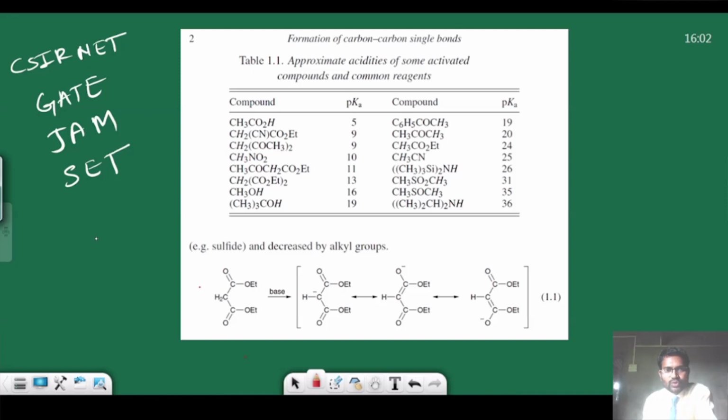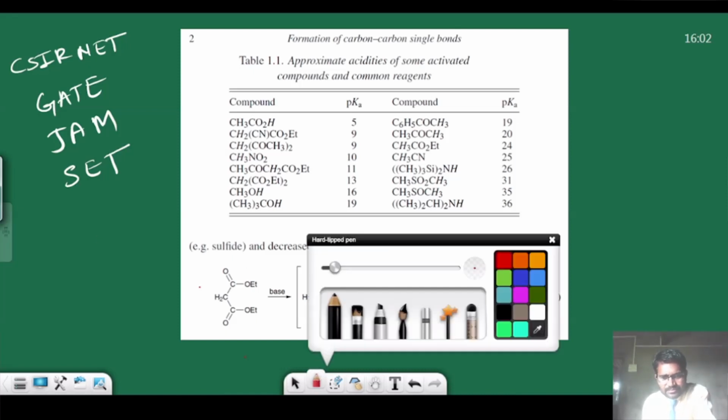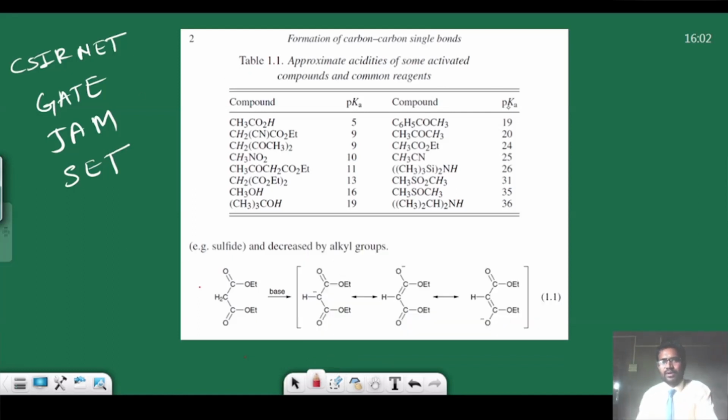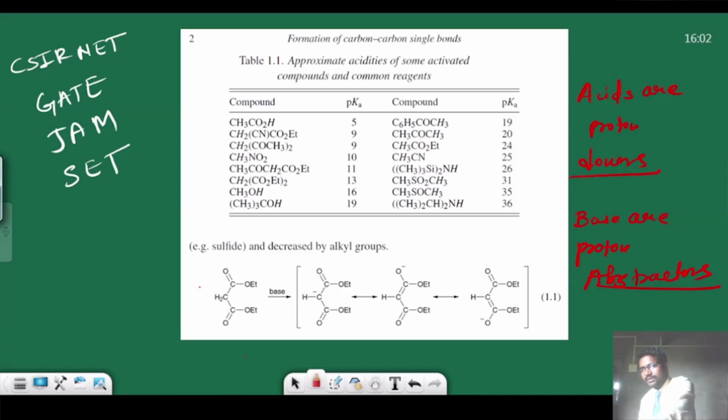First of all we need to understand what is meant by acid. Acids are proton donors. What is meant by base? Generally bases are proton abstractors.